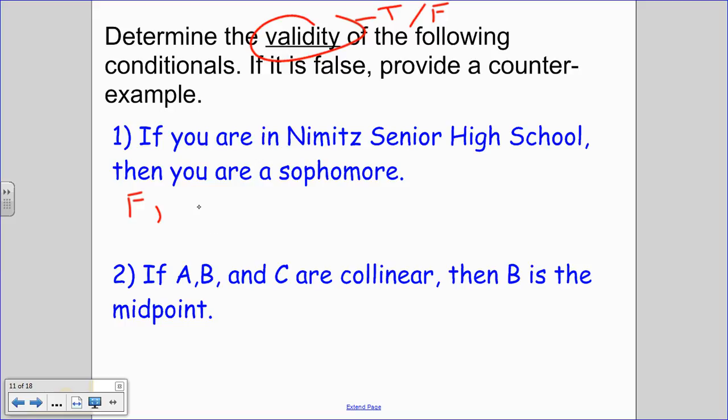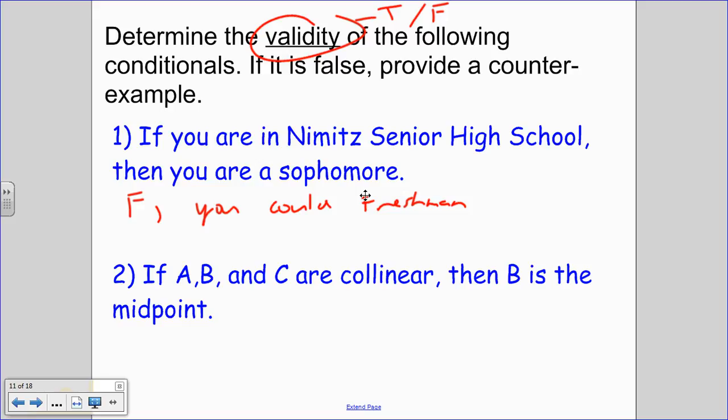What's one reason, just any one reason why this statement could be false? You could be a freshman. We do have freshmen on our campus. You could be a junior. You could be a senior. It just says you are in the high school and you are a sophomore. It could be a custodian. It could be a principal. So there are several reasons why this is false. All you need is one. And to make sure, again, in order to be true, it has to be true always.